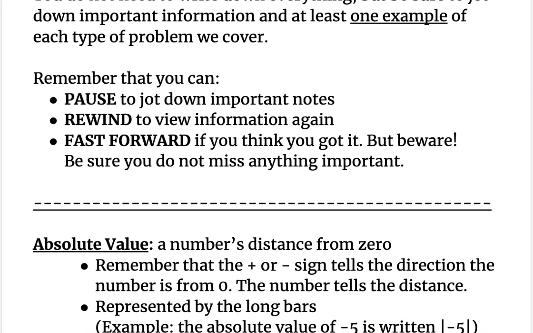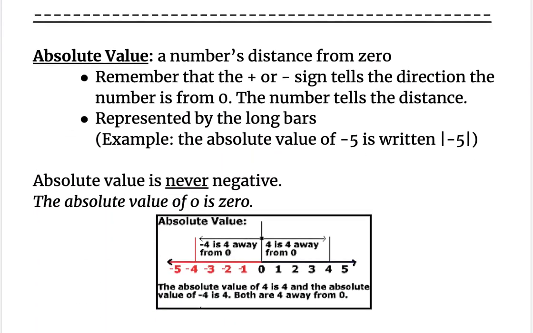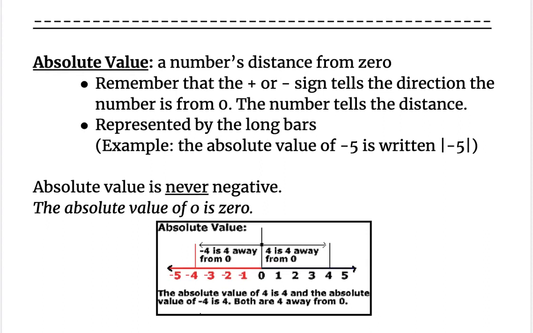Let's get started. So we'll start off with what absolute value even is. Now would be a good time to pause the video and jot down this information before moving on. So absolute value is a number's distance from zero. So what we mean by that is the amount of spaces it would take for us to get from your number to zero. Now keep in mind that a number can either be positive or negative.